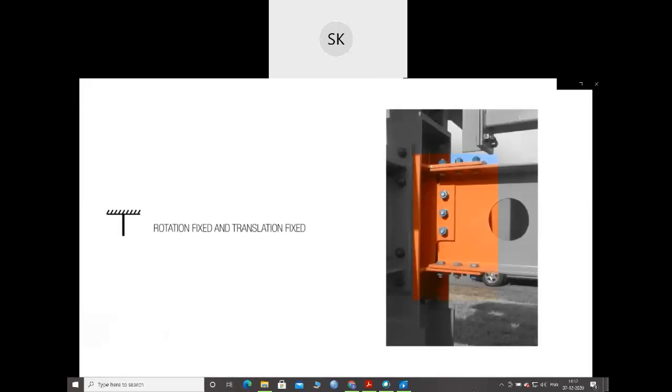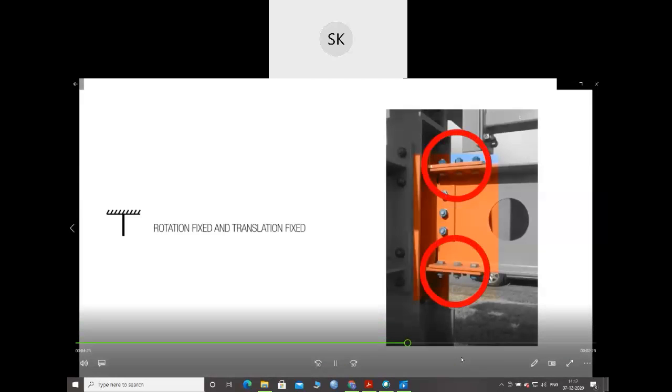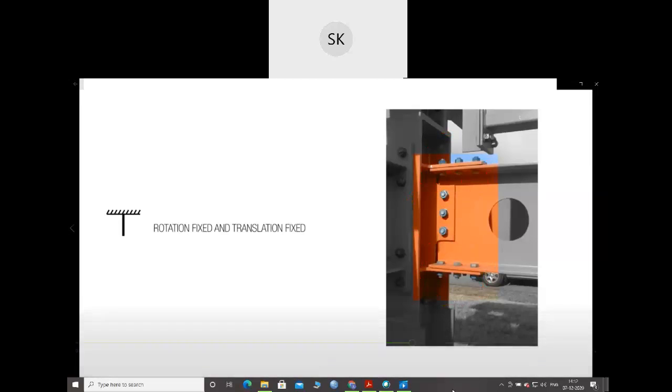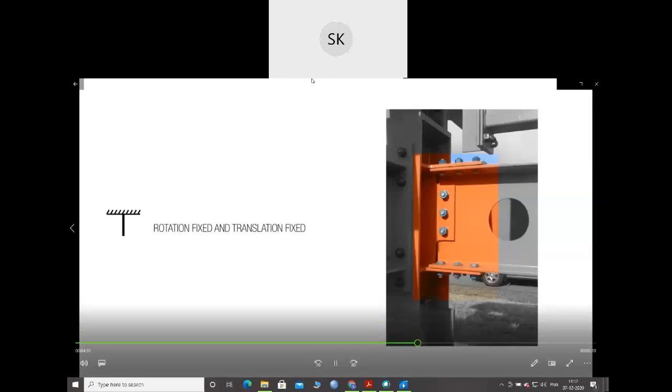So let's go through examples of what we mean by rotation fixed and translation fixed and so forth. This is a moment connection. We saw this before when we talked about steel. It's a moment connection because we've engaged the flange and the web, and we're holding both of them in place. And so that would be rotation fixed and translation fixed. It's not going to slide up and down. It's not going to rotate.